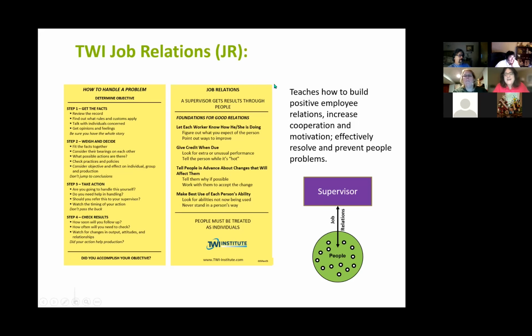So this is a wonderful process, and it's very, very valuable, not only for the front line, but it's very, very valuable for all layers of management. I highly recommend it. Okay, let me go.